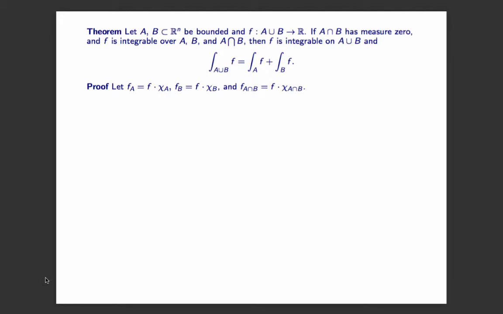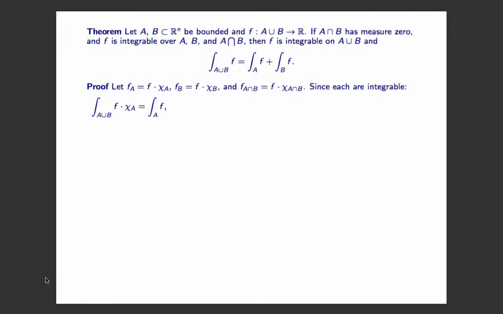So let's split f up into the pieces where we know it's integrable. That is, we'll let fA be f times the characteristic function of A. Right? That means fA agrees with f when x is in A, but otherwise is 0. Similarly, fB agrees with f if x is in B, but otherwise is 0. And f on A intersect B agrees with f if x is in A and B, but otherwise is 0. Now, each of these functions is integrable by assumption.